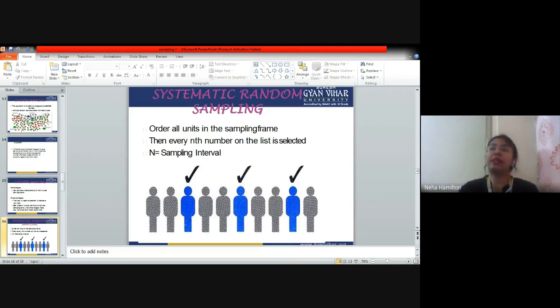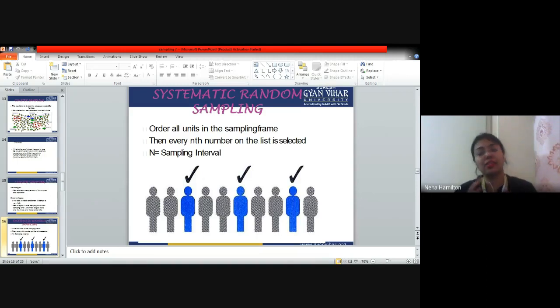For example, a research study on the class of MBA first semester. I will set the individuals in increasing order of their roll numbers. Now I'm selecting every second individual, every alternate individual, right? So I will set a pattern, and accordingly, in that pattern only, I will select the students, right? So that is called systematic random sampling, right?